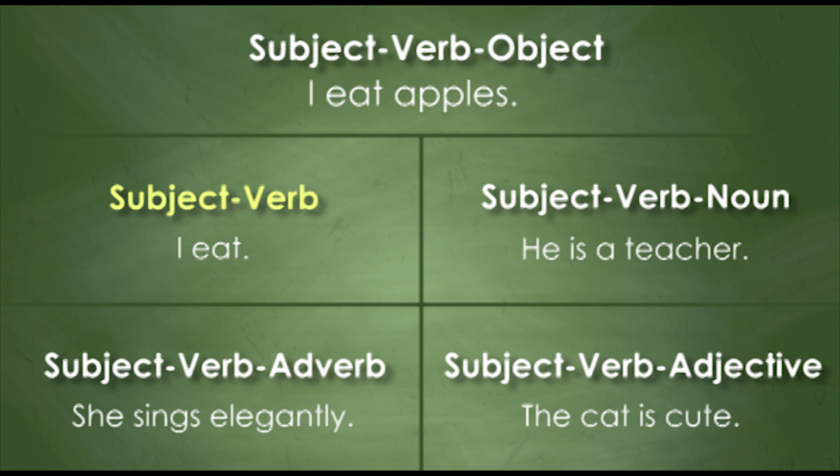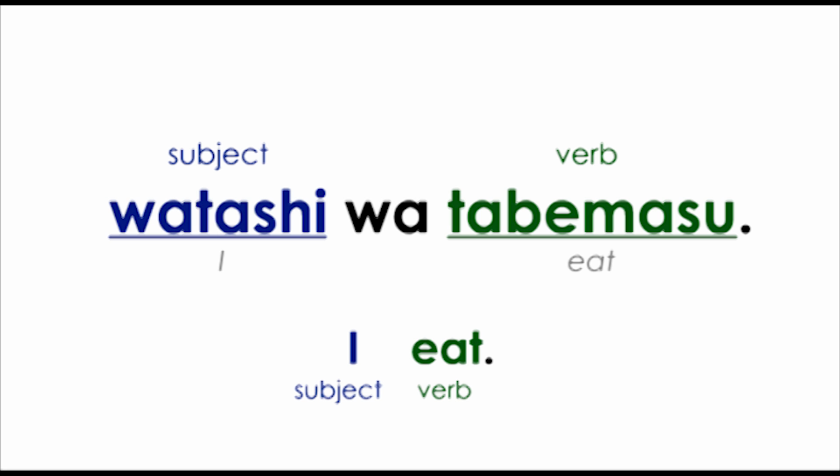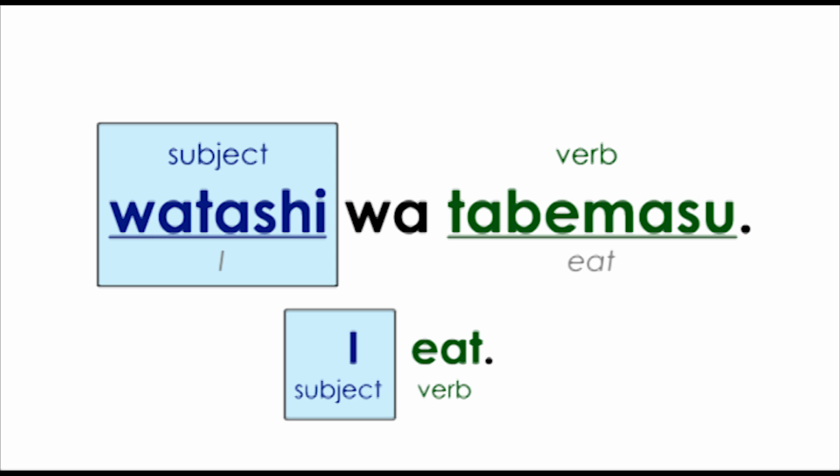We have the subject-verb structure, which consists only of a subject and a verb. For example, I eat. This type of simple sentence structure can be formed in Japanese as well. Let's take a look. 私は食べます. I eat. This sentence consists only of a subject and a verb. Note that because there isn't an object in this sentence, the word order for both the Japanese and English sentence is the same. Both have the subject at the beginning of the sentence followed by the verb.